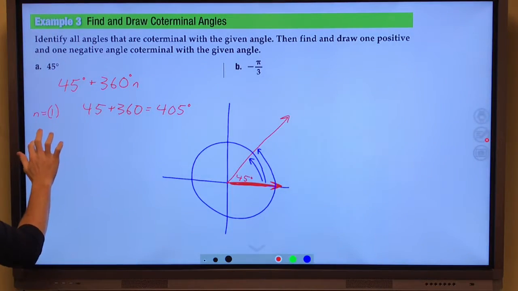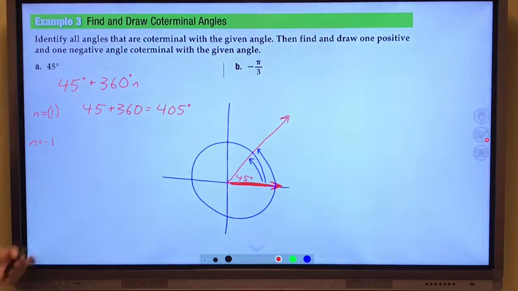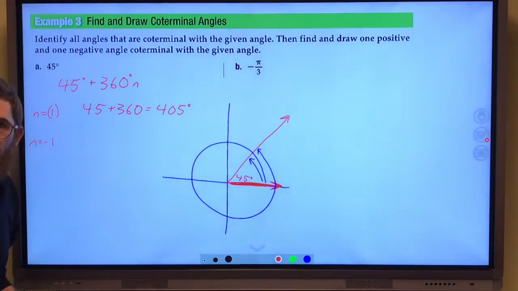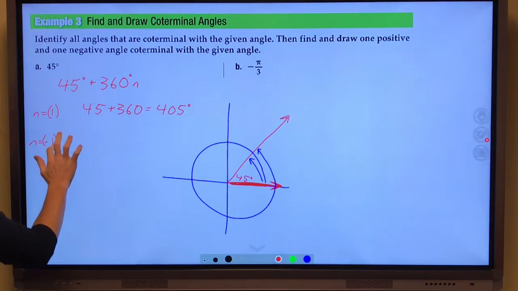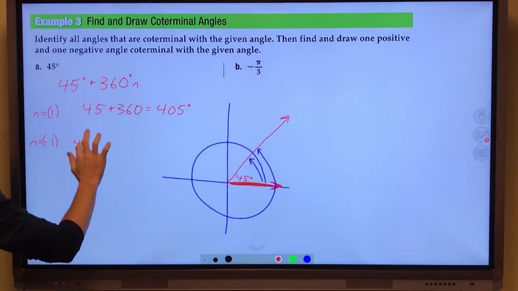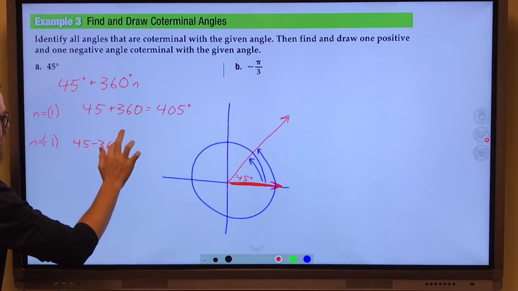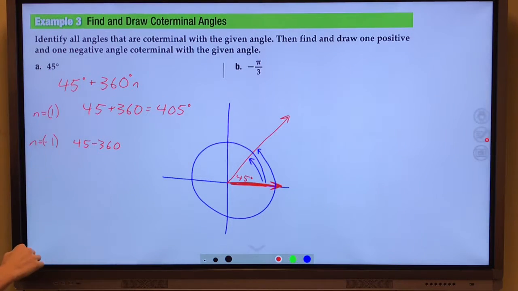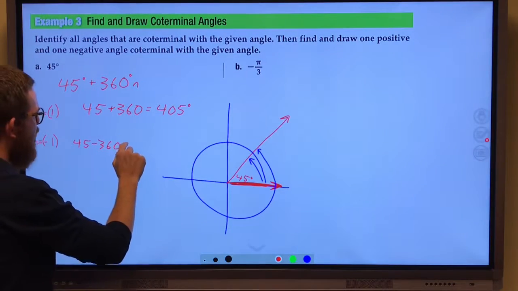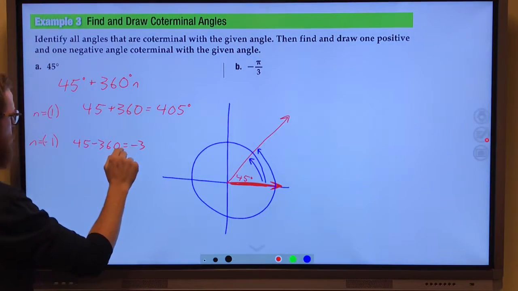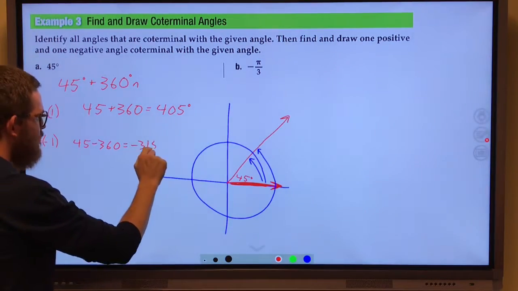Well, if we want a negative, let's let n be negative 1. It could be any integer that's negative, but I'm letting it be negative 1. That seemed simple enough to me. And so this is going to be 45 minus 360. 45 minus 360 gives me a negative 315.